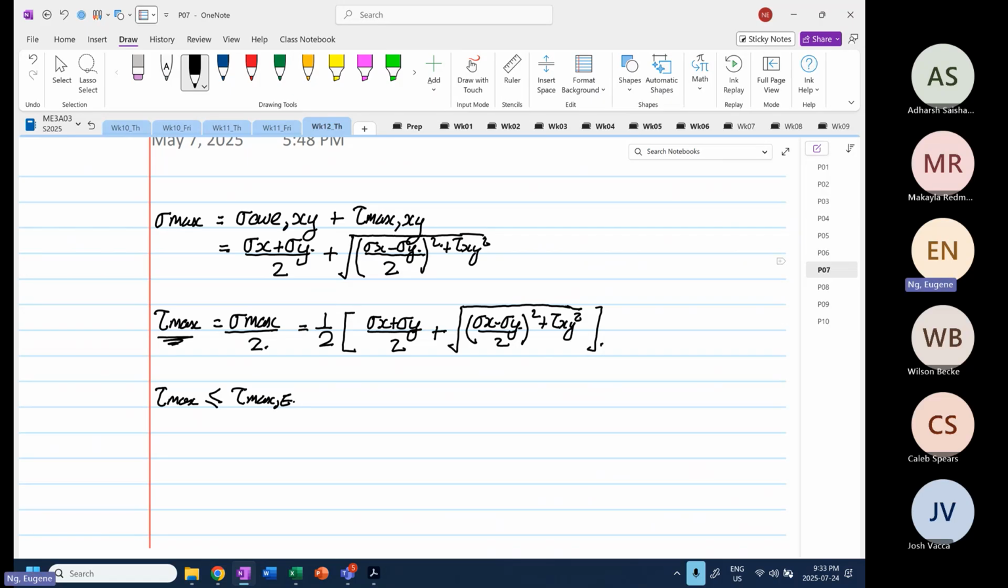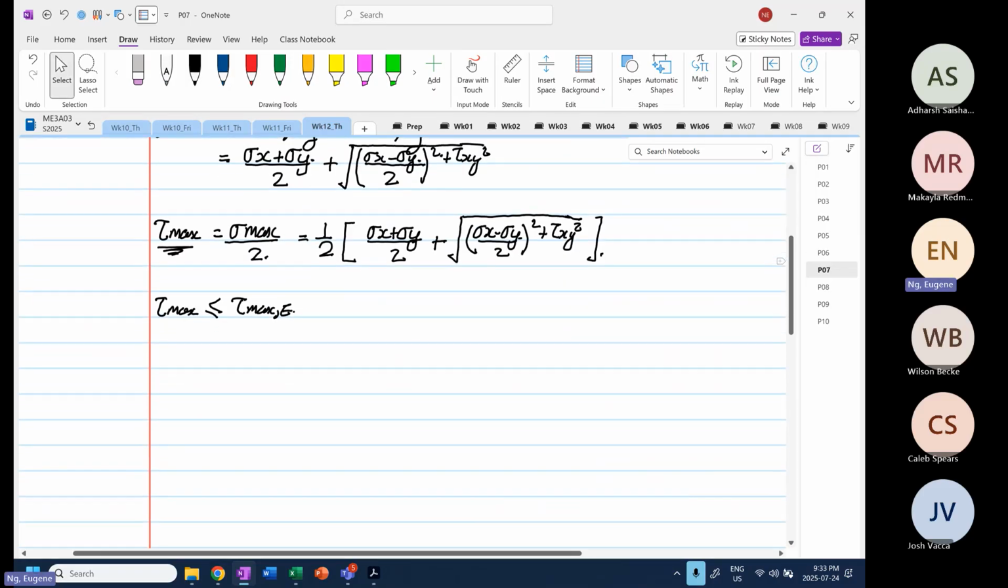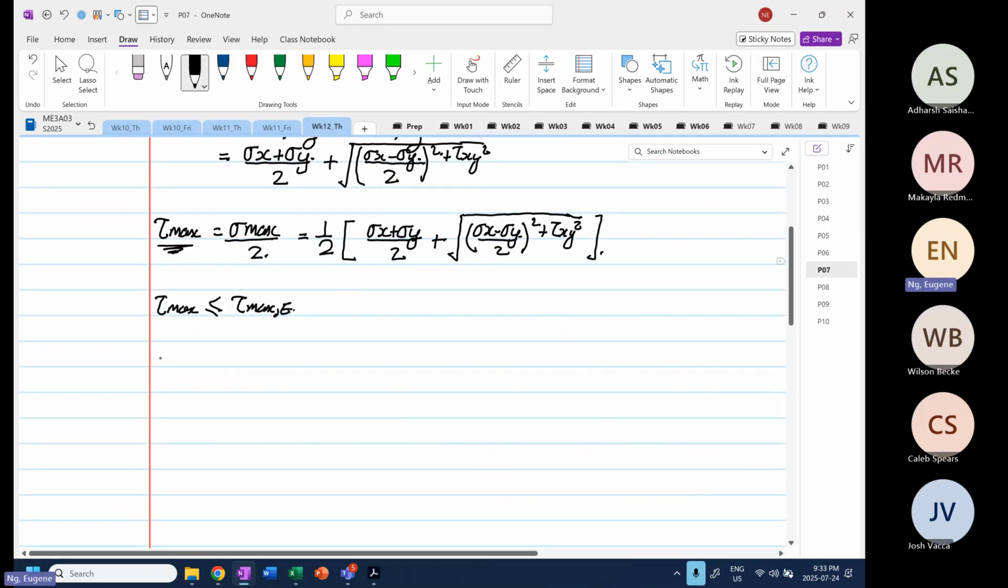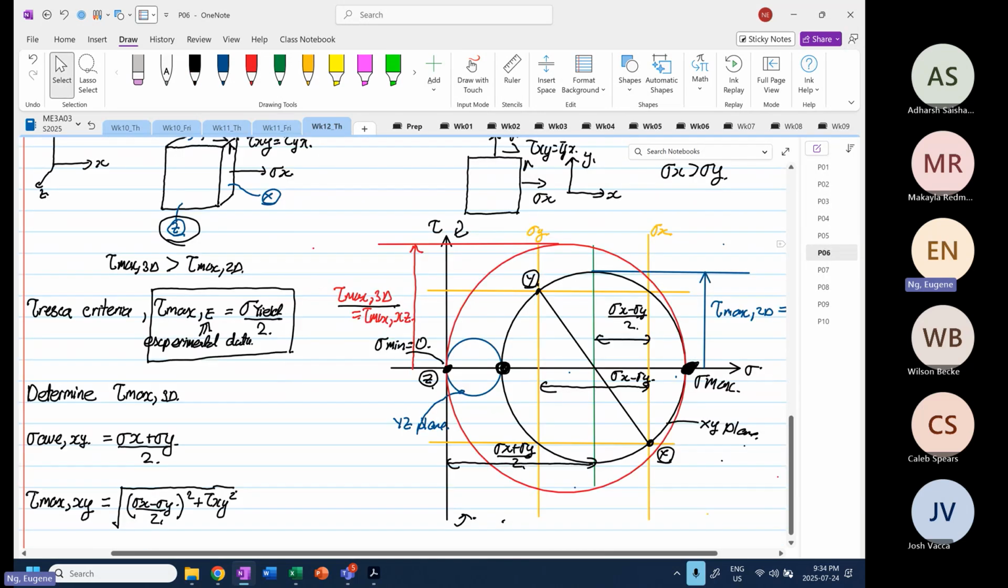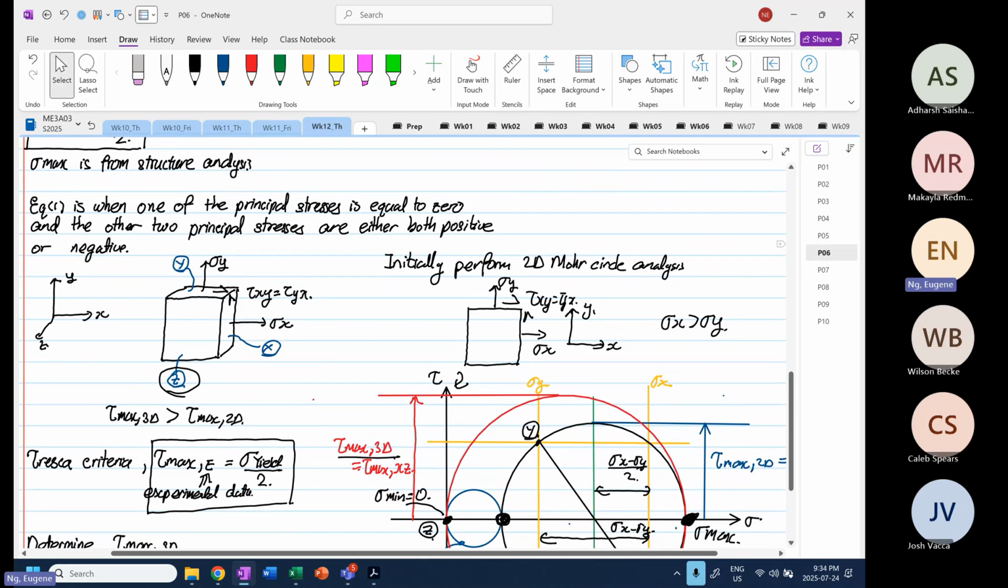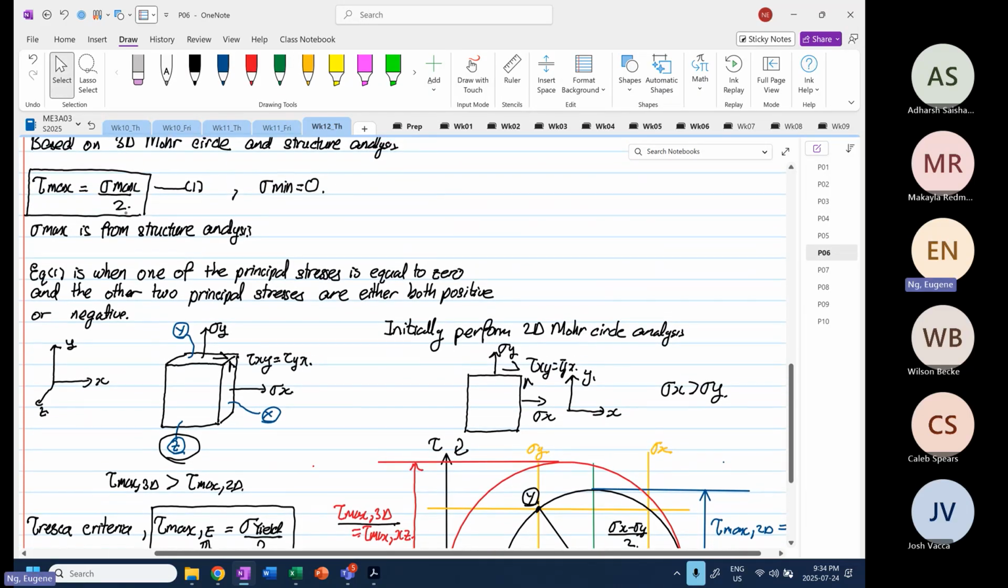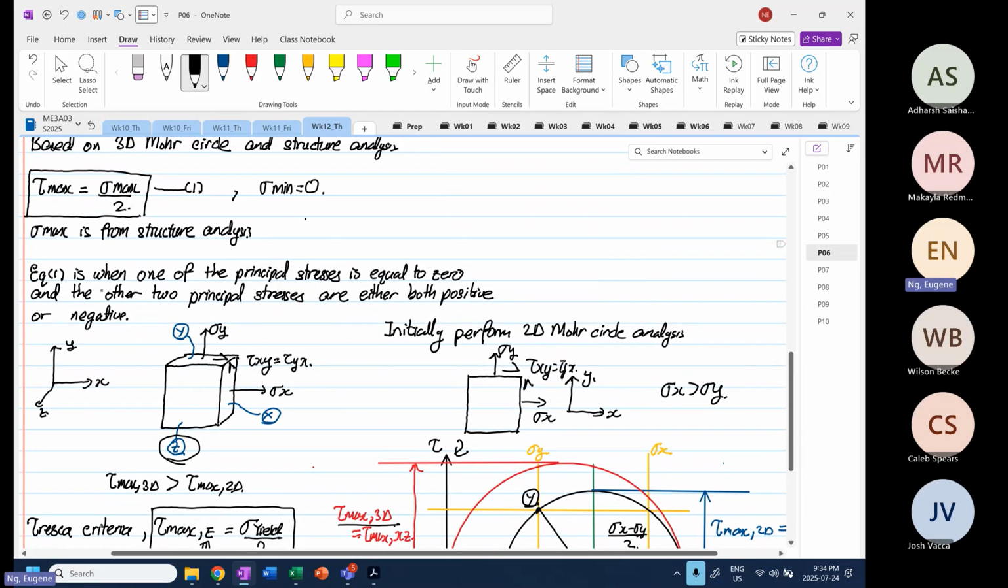Then there is another condition. Now, before I go on to the next condition, for this case, equation 1, this equation is only valid when one of the principal stresses, or the stress mean, is equal to 0.